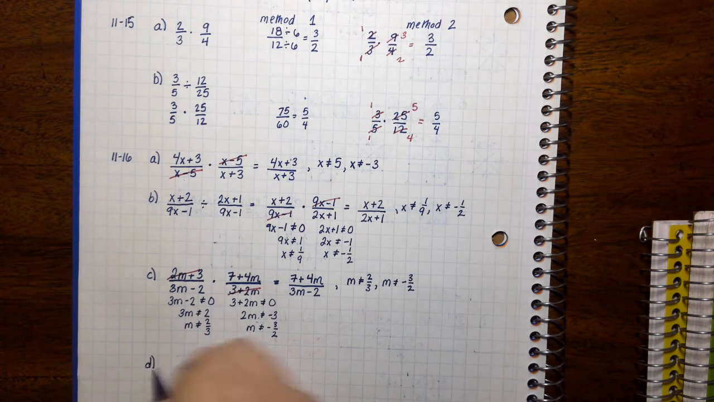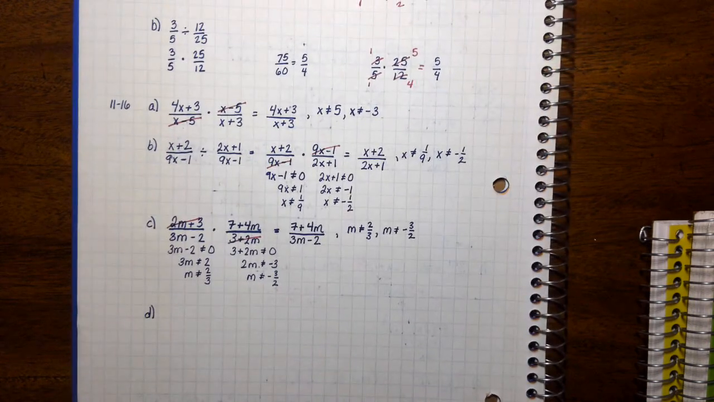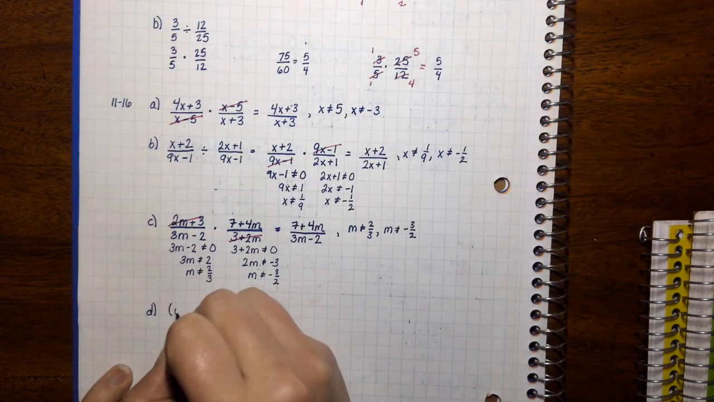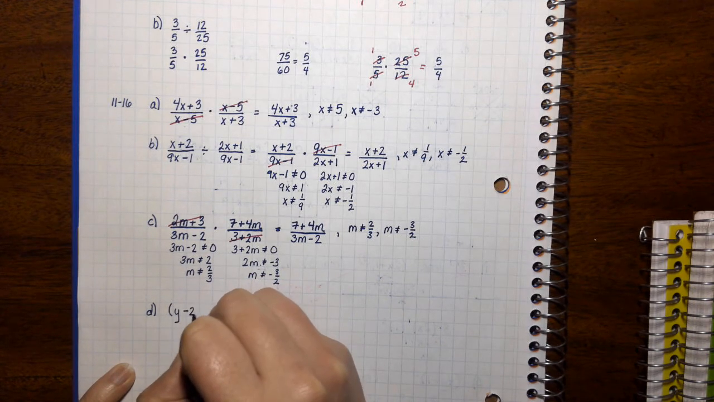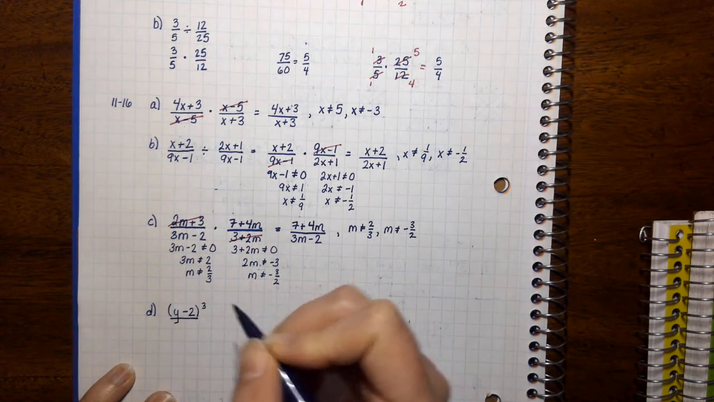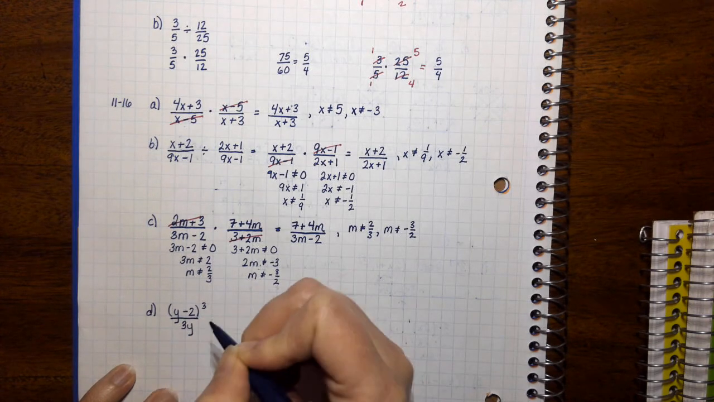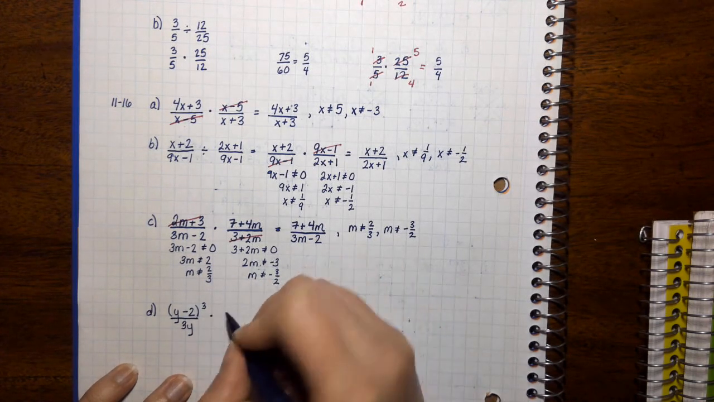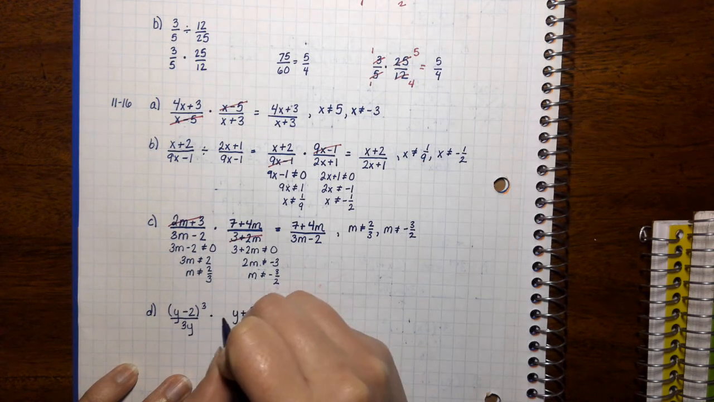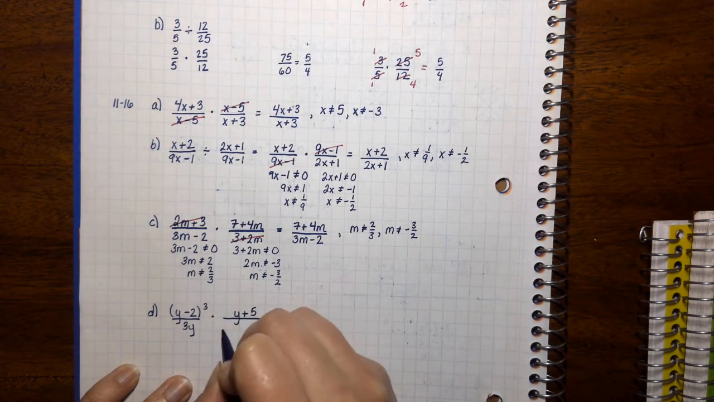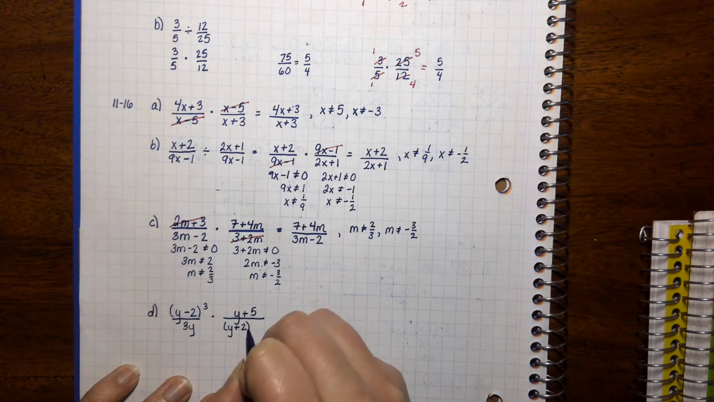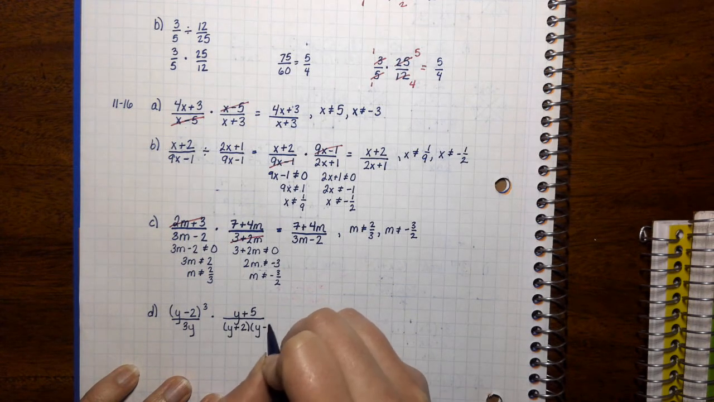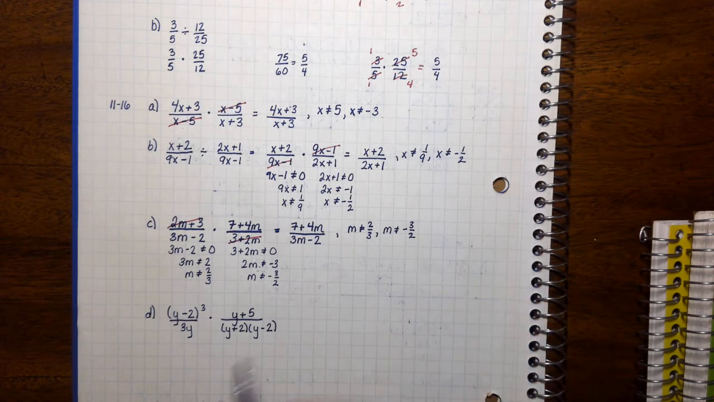This is quite a long problem, so settle yourself in, or feel free to pause once in a while because your brain just can't take anymore. y minus 2 cubed over 3y times y plus 5 over y plus 2 y minus 2. Y minus 2 cubed plus 2 minus 2.